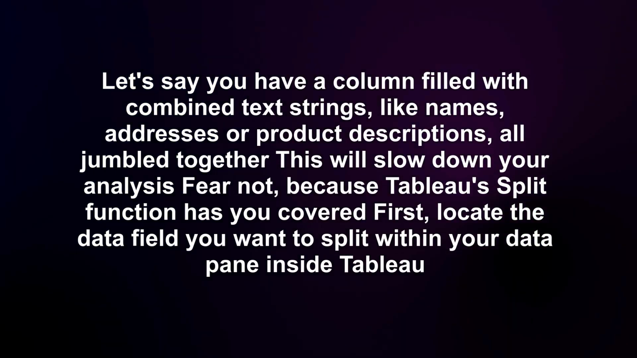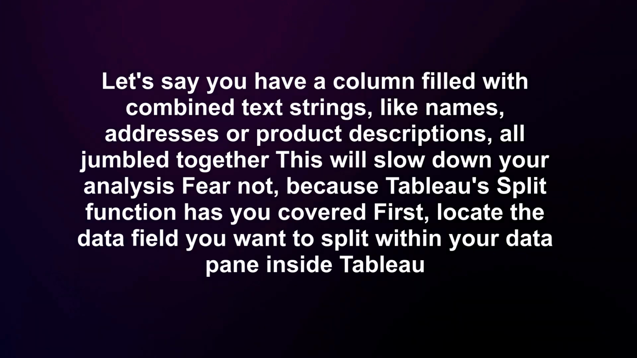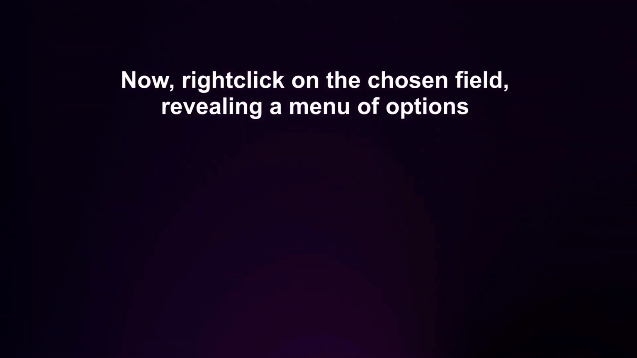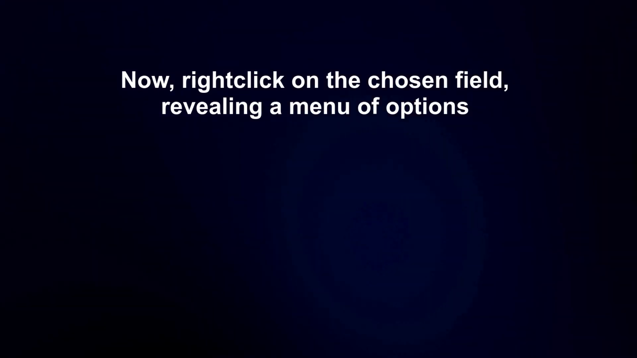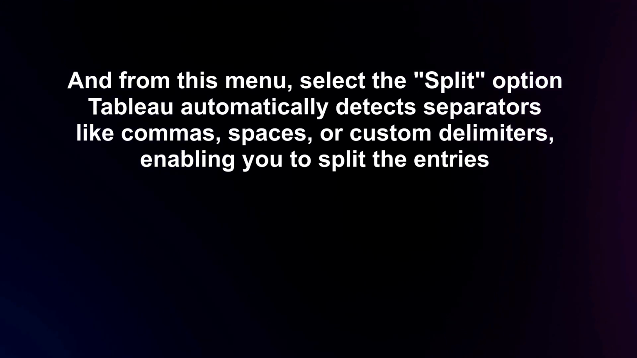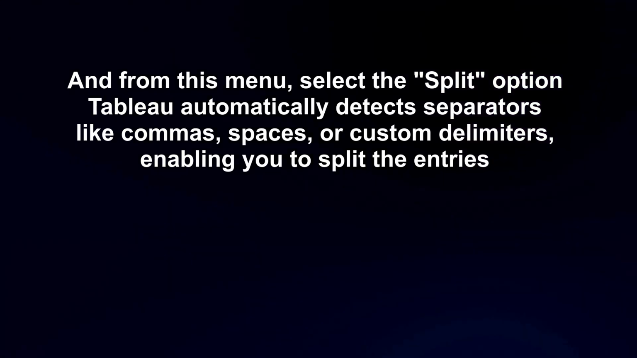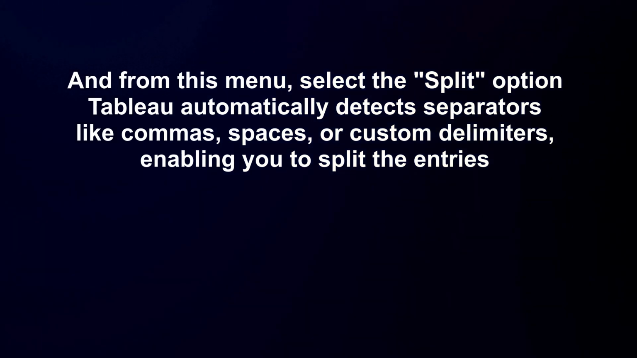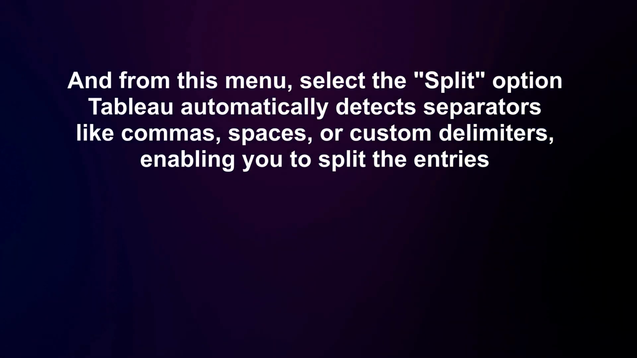First, locate the data field you want to split within your data pane inside Tableau. Now, right-click on the chosen field, revealing a menu of options. And from this menu, select the split option. Tableau automatically detects separators like commas, spaces, or custom delimiters, enabling you to split the entries.